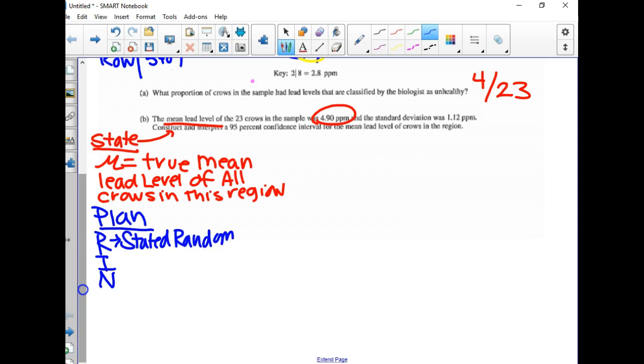Independence. What is the independence condition? Yeah, the 10% rule. So I'm taking 10 times my sample size 23 is less than the population. And what's the population? What are we dealing with? Yeah, all crows. All crows in the region.